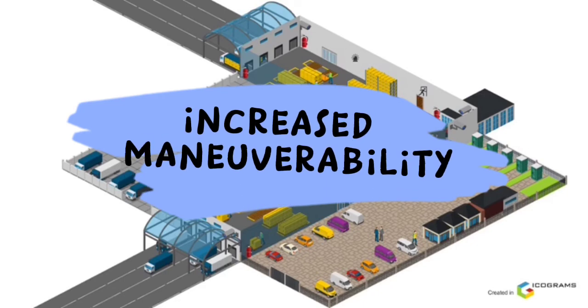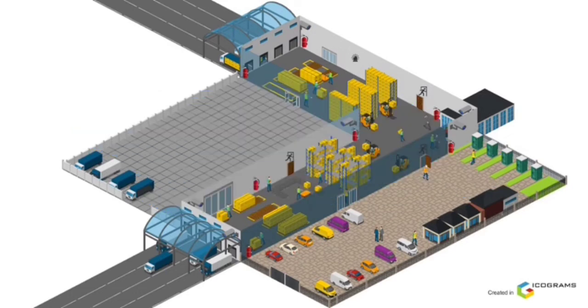The second reason is it can increase maneuverability. For indoor applications such as warehousing, where utilizing available storage space is a priority, three-wheel battery electric counterbalance forklifts are the ideal solution. Owing to their smaller size and tighter turning circle, three-wheel counterbalance forklifts allow warehouse storage to be designed with narrower aisles to maximize available storage space.